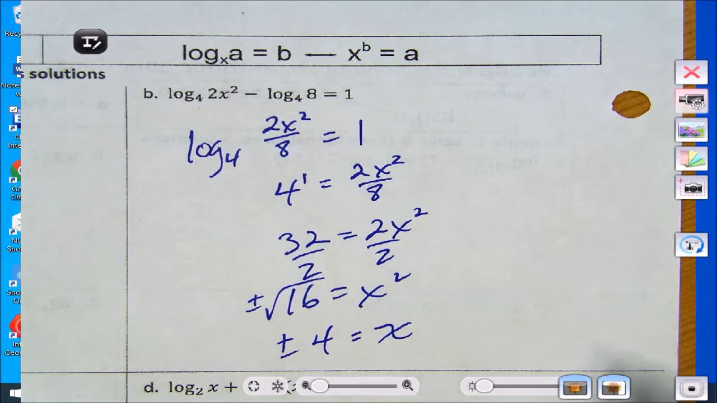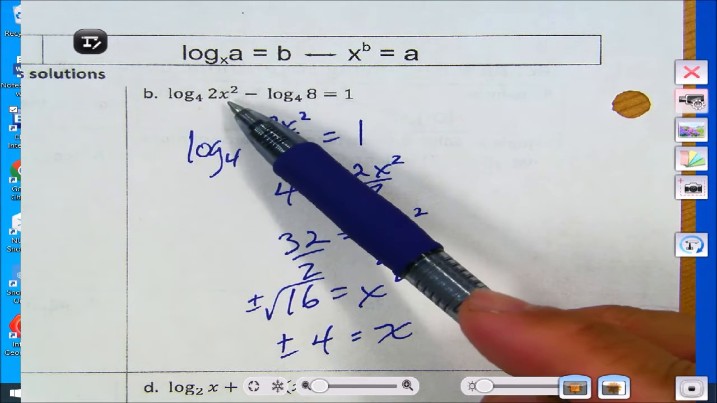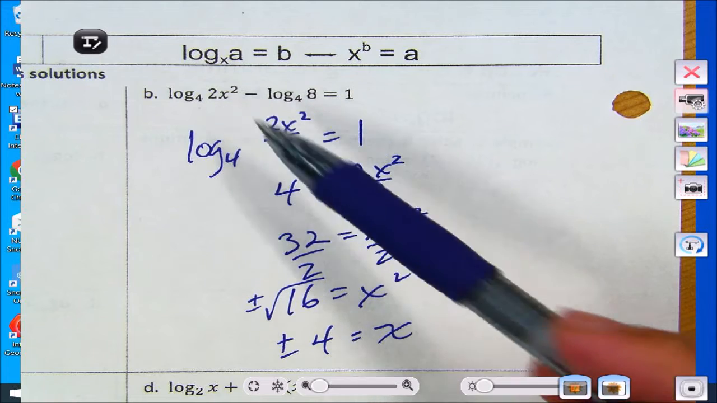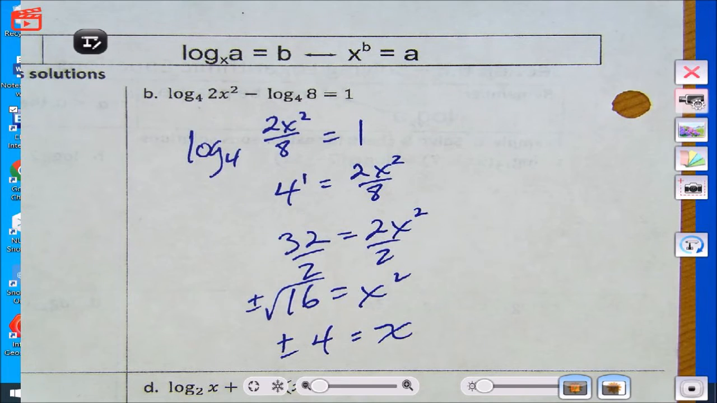Alright, now, check your answer. Is that going to be a problem? If I plug in positive 4 into a square, that's okay. If you plug in negative 4, it's still okay. So both of them are acceptable answers.